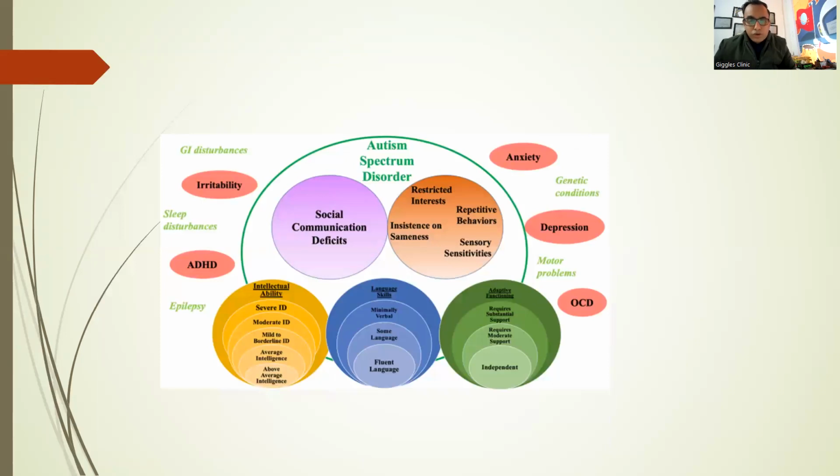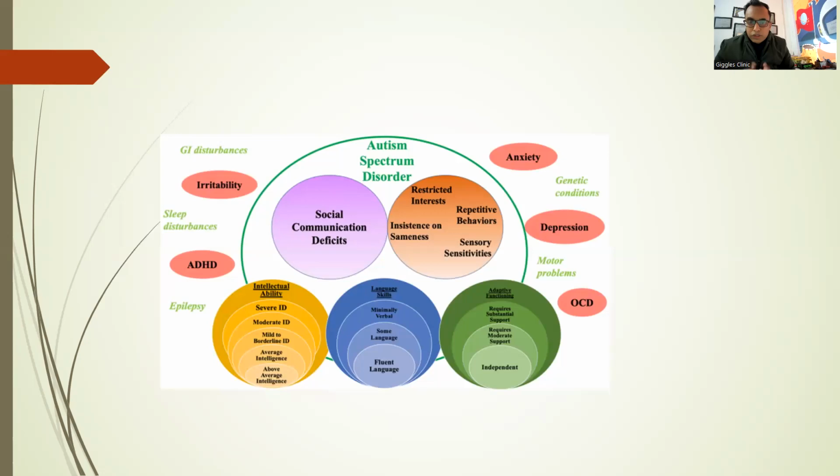Now, autism spectrum disorder, which we were discussing as per the DSM-5. This is a graphical representation of DSM-5. If you look at this graphical representation, it is so unique compared to DSM-4 because it includes all the surrounding comorbidities like anxiety, depression, OCD, ADHD, irritability. And it also includes two most important things, that is communication deficits and sensory deficits. Communication deficits come under the behavioral criteria, and sensory, that is restrictive interests, insistence on sameness, sensory sensitivities, repetitive behaviors, they are coming under the sensory criteria. Whereas social communication deficits are coming under the behavioral criteria.